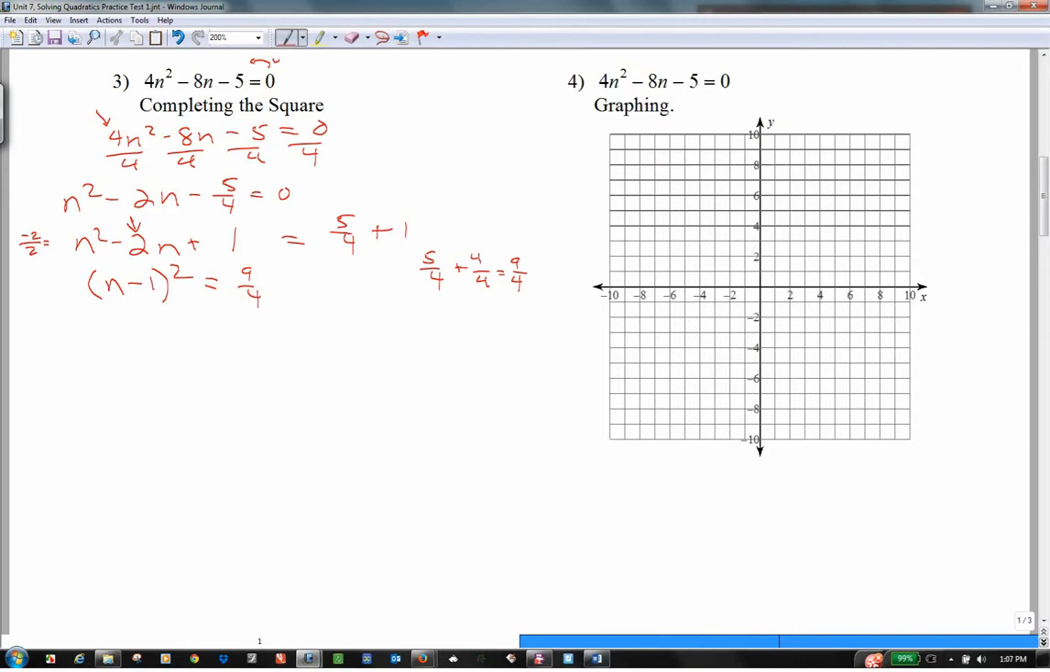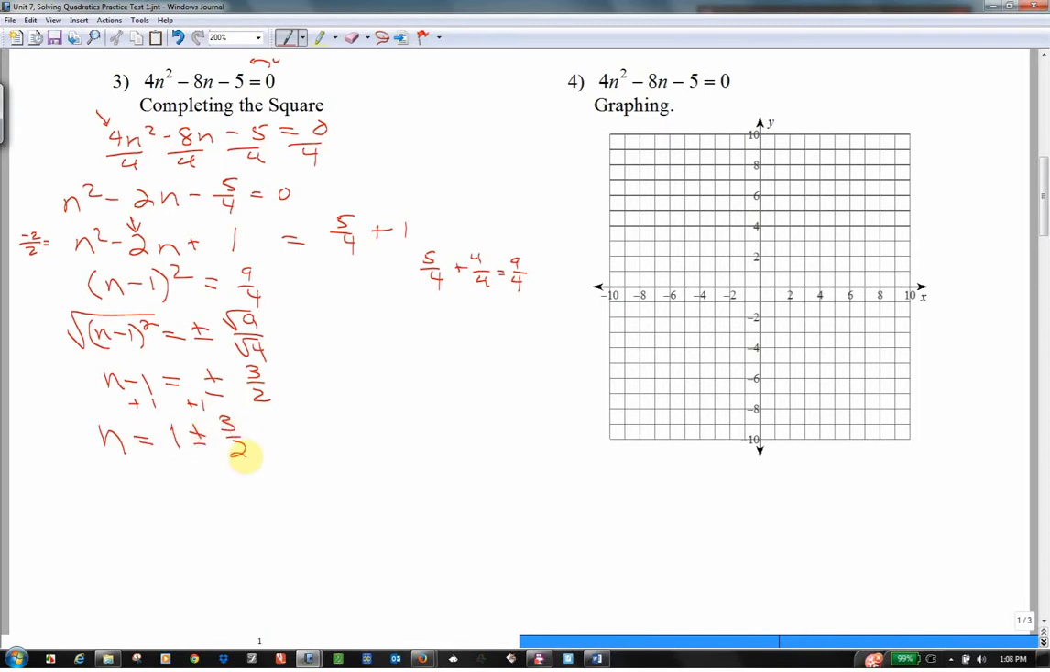Now I'm going to take the square root of both sides. So if I take the square root of n minus 1 squared is equal to plus or minus, you always add a plus or minus, the square root of 9 over the square root of 4. This is going to be n minus 1 on the left, and plus or minus 3/2 on the right. Now I'm simply going to add 1 to both sides, and the 1 will add before the plus or minus. So n is equal to 1 plus or minus 3/2.